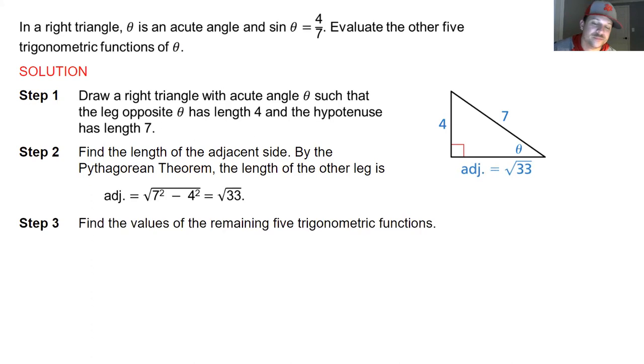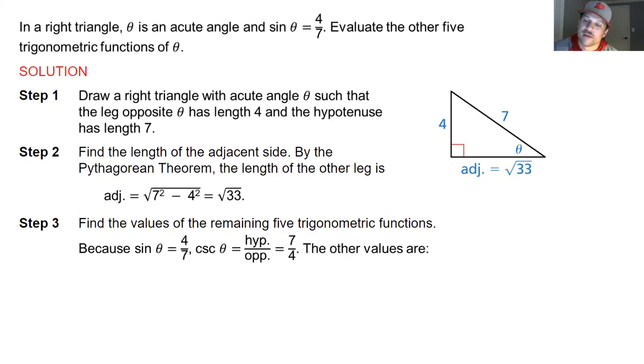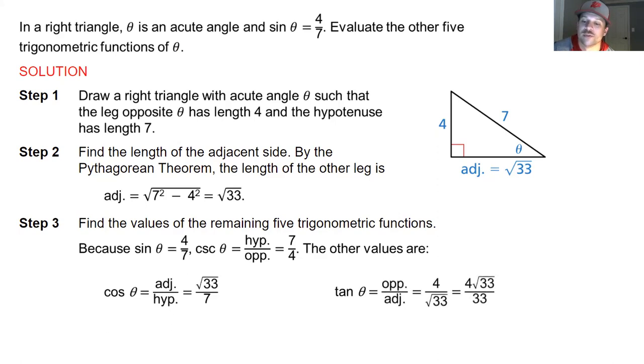and then you can leave that in radical form. So finding the values of the other ones, again, you're just using SOH CAH TOA. You already have sine, so the next one would be cosecant, so you just would flip that, would be the next easiest. Then everything else is going to use your square root of 33. So cosine is adjacent over hypotenuse, square root of 33 over 7. Tangent is opposite over adjacent, so you have 4 over square root of 33.